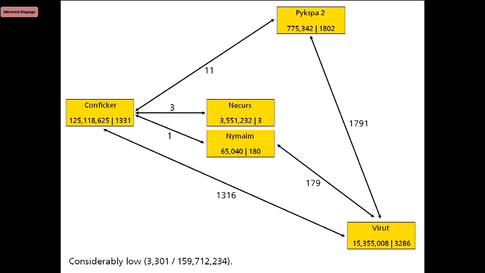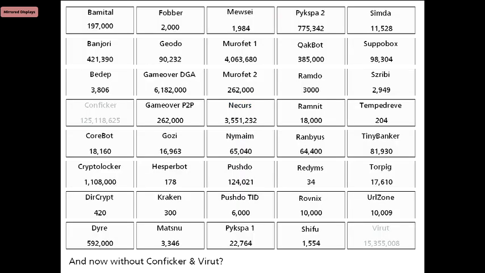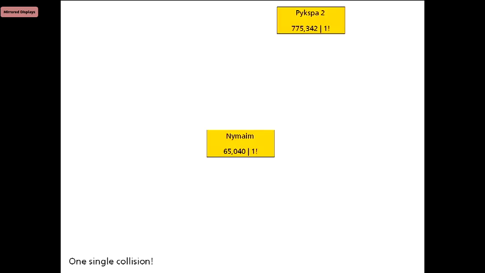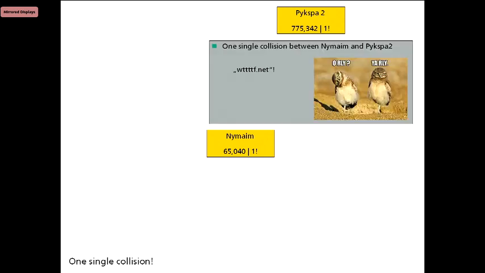Meaning, if you have a domain and it's contained in the database, it's very likely that it's also the family that you would assume it is when the database answers you. And if we now exclude Conficker and Virut, there remains only one collision in there. So this strengthens this assumption, and this is this exact domain, which also simplifies my reaction to that.